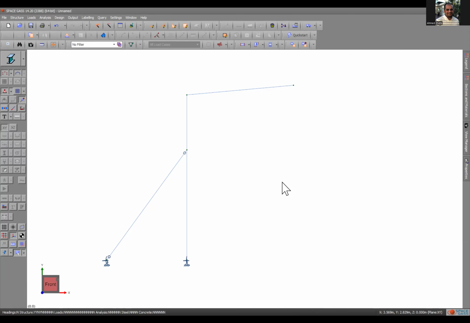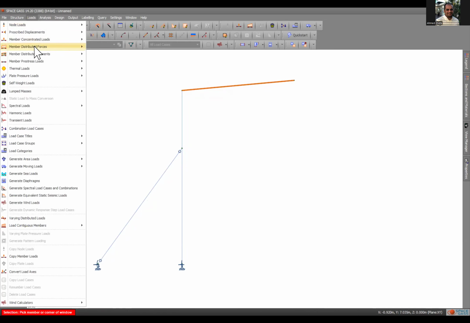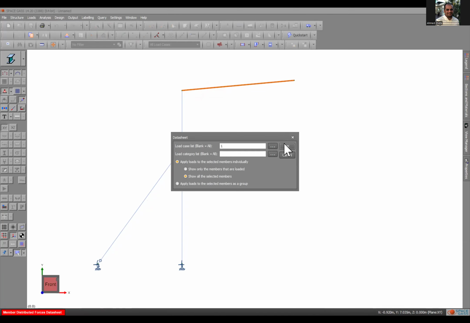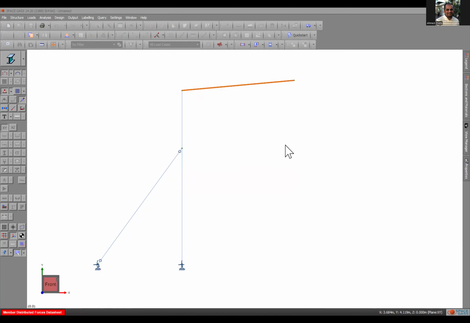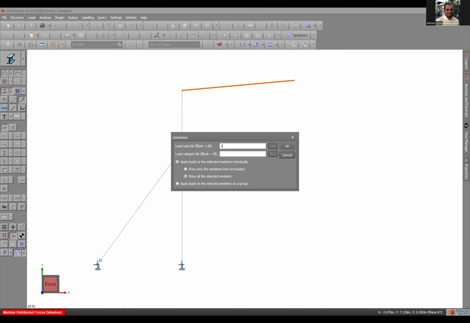So the next step is to add the loads. We can select this member here, and from loads, we have member distributed forces. You can add load case one if you will do it one by one. So we select this member, load, member distributed force, load case one.